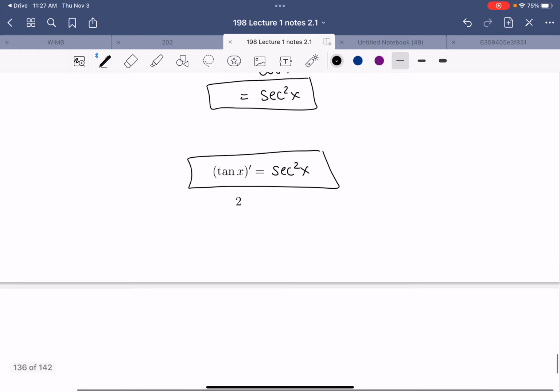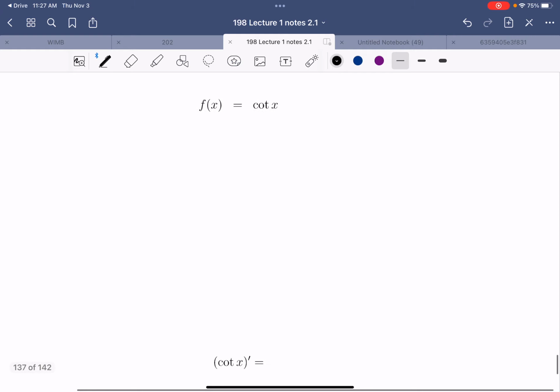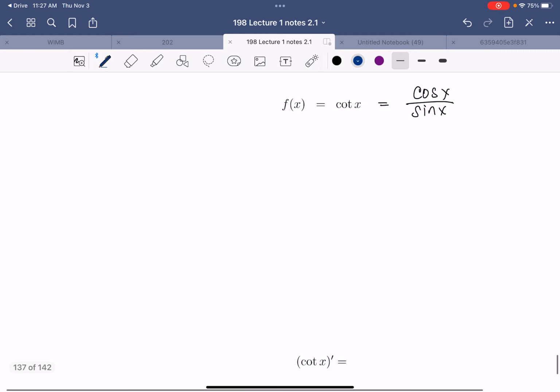Okay. Same thing for cosecant. So cosecant is the cosine of x divided by the sine of x. So I'm setting up my quotient rule, only this time the top is cosine.